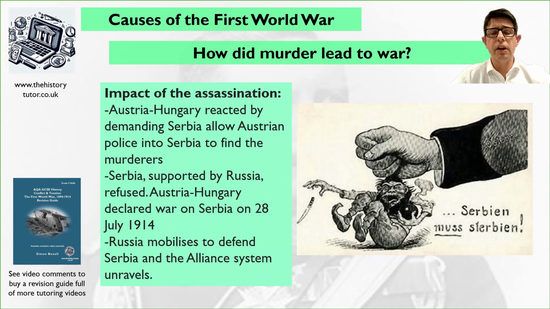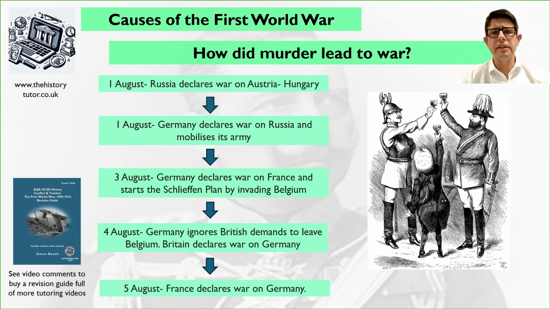So what was the impact of this? Well, of course, Austria-Hungary were extremely angry and demanded that Serbia allow Austrian police into Serbia to arrest the murderers and round up the Black Hand agents. Of course, Serbia, with the support of Russia, refused to do this. This was a breach of their integrity and their political freedom. So Austria-Hungary declared war on Serbia on the 28th of July 1914. Russia mobilised its army to defend Serbia, and the alliance system started to unravel when we get the First World War beginning. Here's a little timeline of some of the key events.